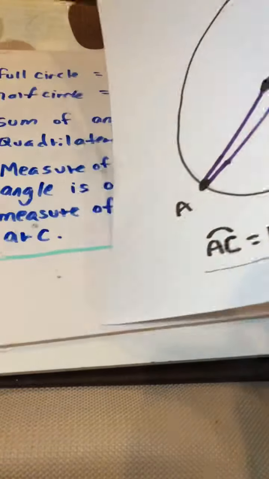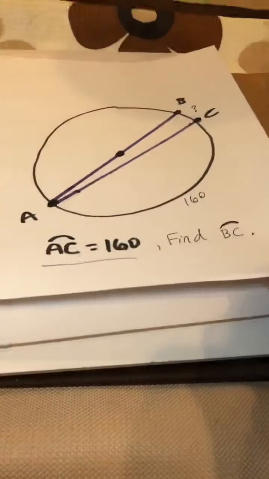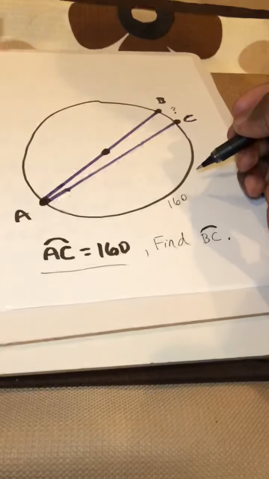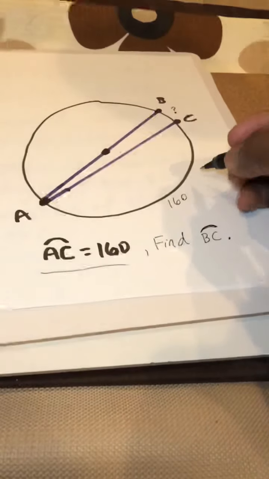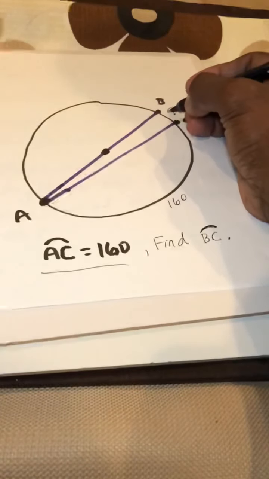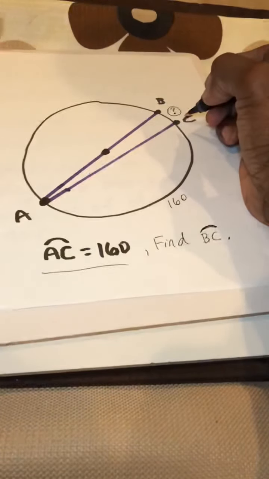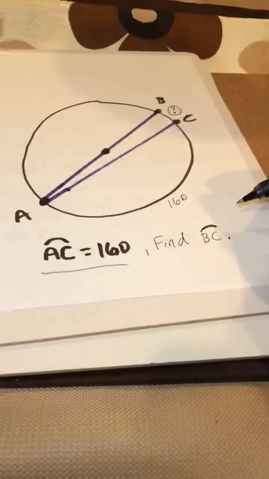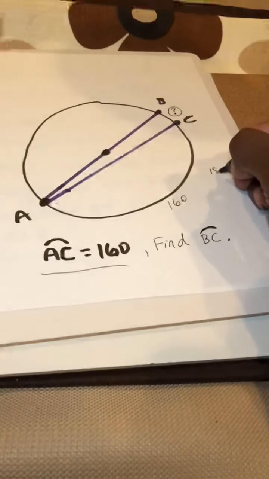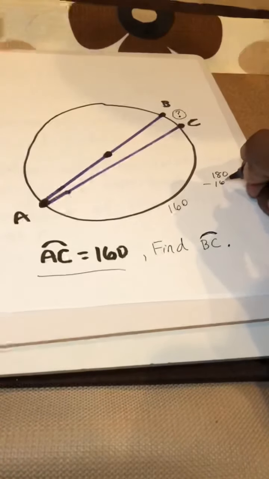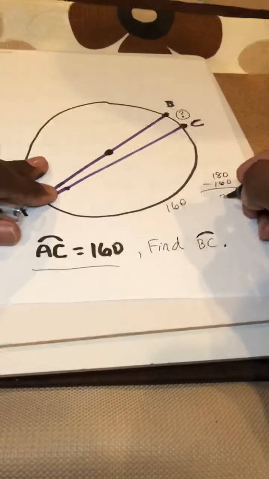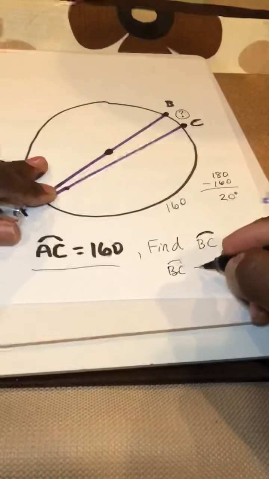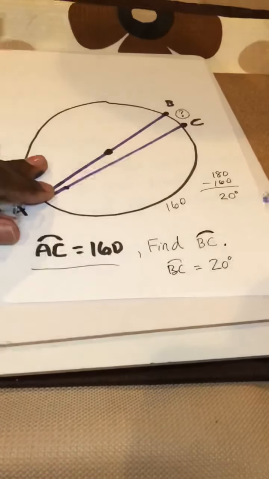I'm going to go back to this picture again. Half a circle is 180, so a diameter forms half of a circle. That means what's missing, what you're looking for, is BC. The sum of BC and AC should be 180. So it's simple mathematics or conceptual knowledge where arc BC is equal to 20 degrees.